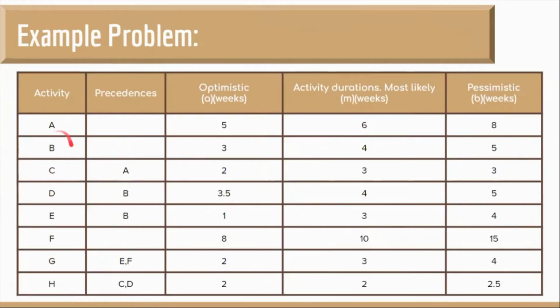So we have activities A to H, and A, B, and F have no precedences. That means they can be started right away, whereas C can only be started after activity A is complete. D and E can only be started after activity B is complete. G can only be started after E and F are complete. H can only be started after C and D are complete. We are also given the optimistic time, most likely time, and the pessimistic time for each of the activities. All these are in units of weeks.